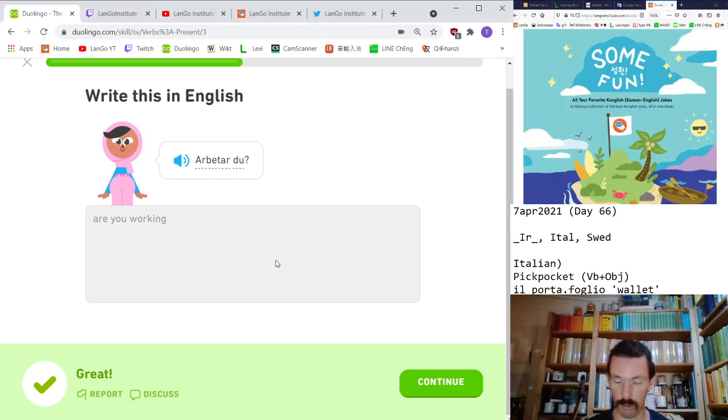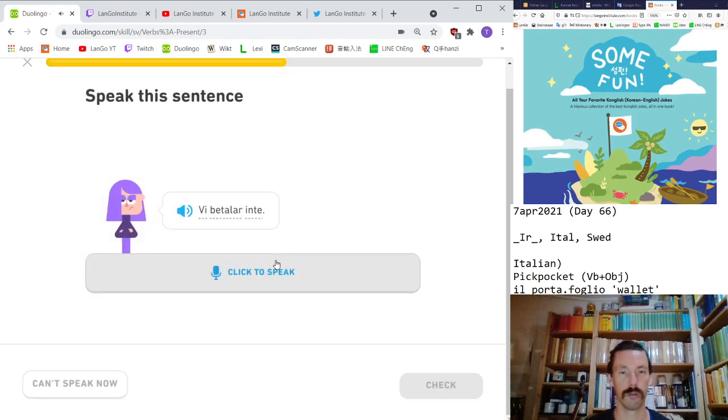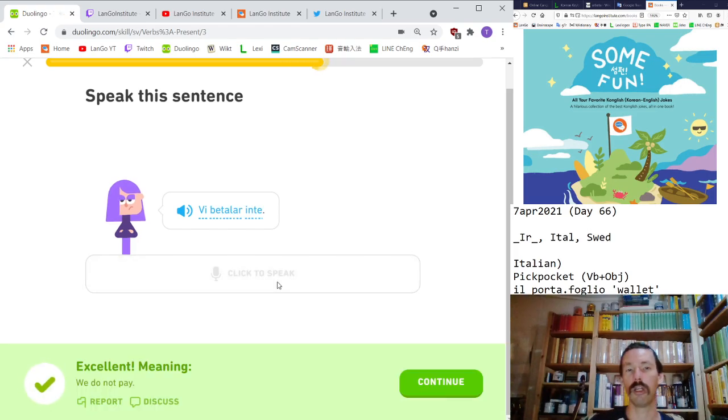Arbetar du? Jag betalar. I pay. Vi betalar inte. The negative word comes after the verb. We're not paying. Vi betalar inte.